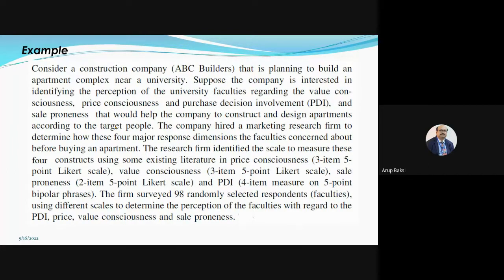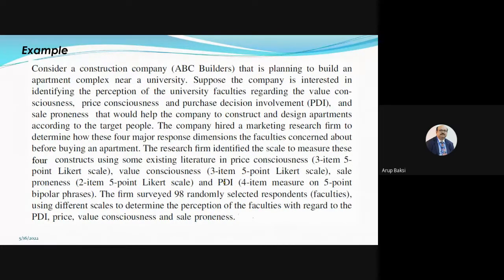So how many observed variables are there? 3 plus 3 plus 2 plus 4. So it's 6, 8, 12. So 12 observed variables. And how many latent constructs? One is price consciousness, one is value consciousness, the next one is sale proneness, and the fourth one is PDI. So they want to check these 4 latent constructs.